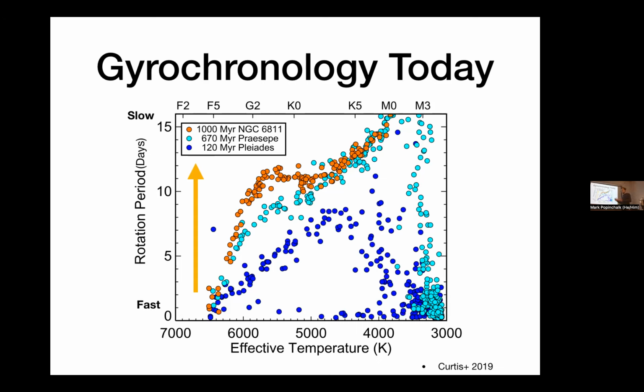So if you look at the first half of this plot, it lines up really nicely because we have the 120 million-year-old Pleiades group in dark blue all spinning faster than the light blue objects in Praesepe at 670 million years, and NGC 6811, the orange points at 1 billion years. And so this is also the time scale that gyrochronology really works for.